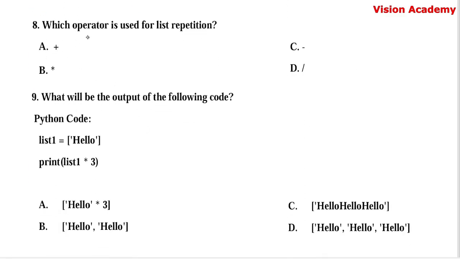Question number 8. Which operator is used for list repetition? Option A plus, B multiplication, C subtraction, D integer division. Here option B, multiplication, is the right answer.